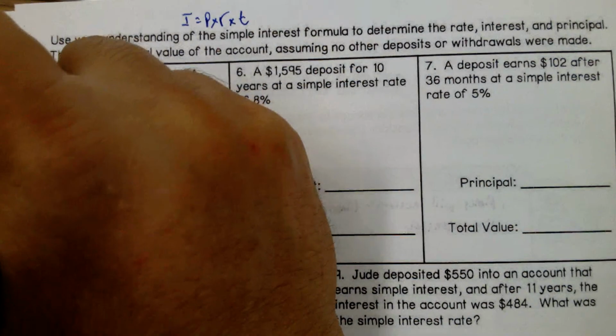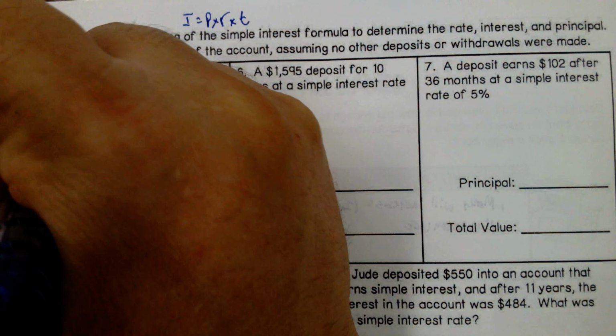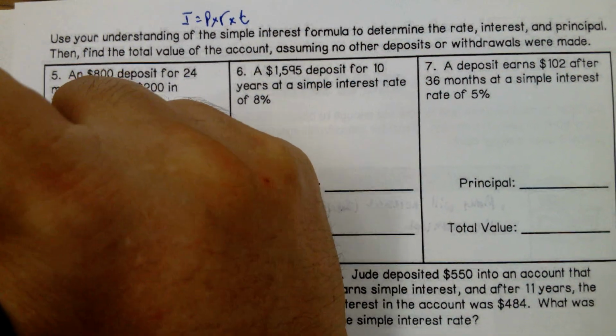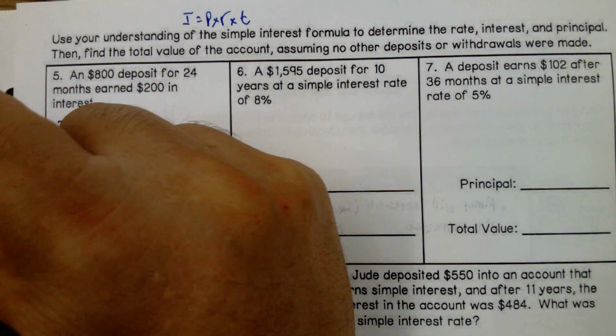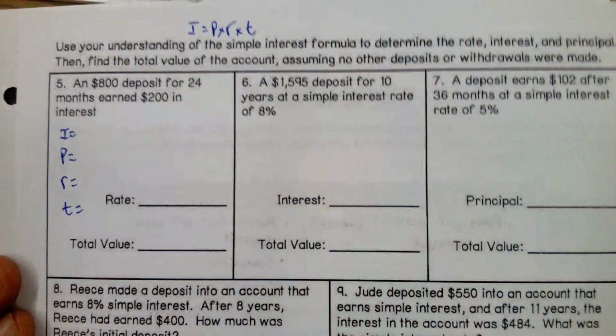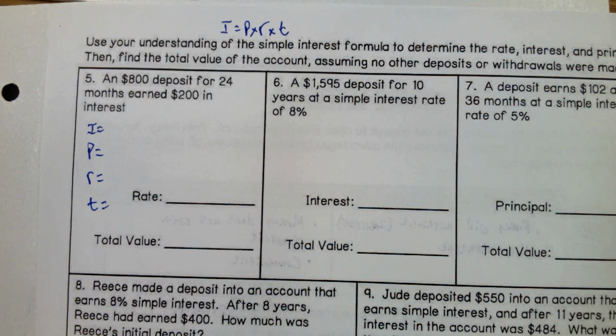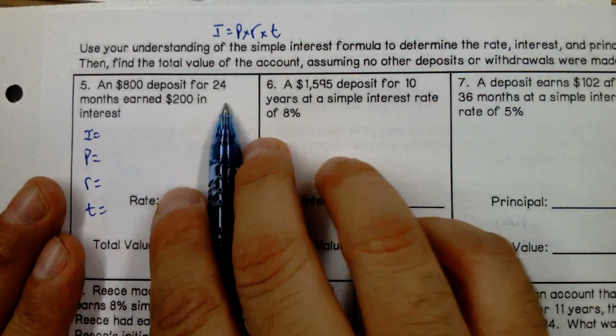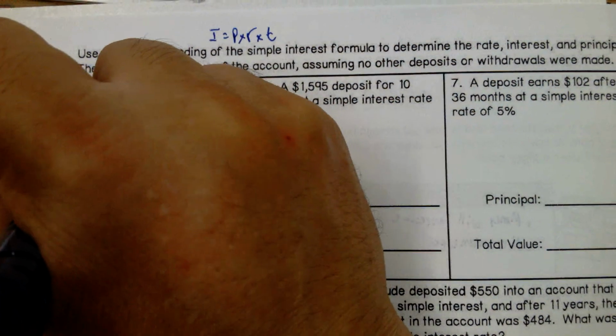So let's see what we have. Interest, principal, rate, time. So let's study this problem. Do we know the interest made? Yeah, we actually do. It's $200. It says earn $200 in interest. So 200.